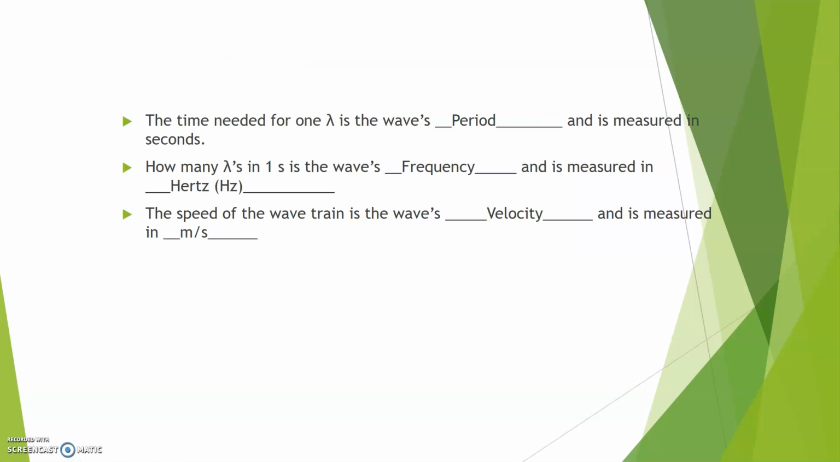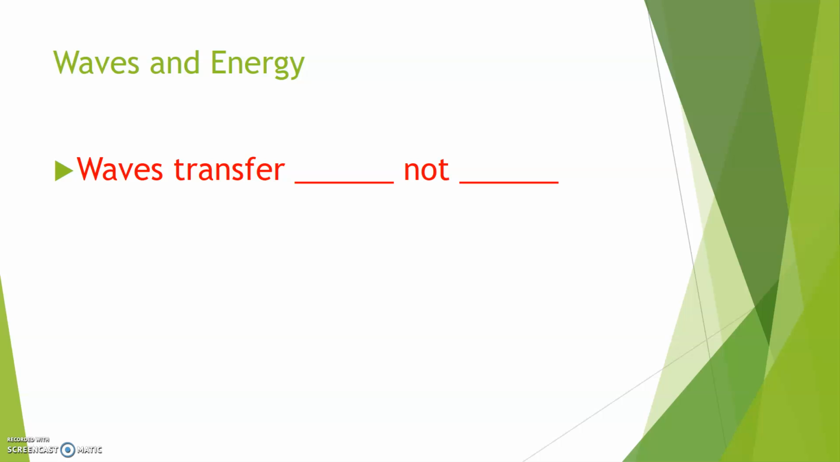So, the time that needs for one wavelength is your period and is measured in seconds. How many wavelengths are in 1 second is your wave's frequency and is measured in hertz. The speed of a wave is going to be your wave's velocity and is measured in meters per second. Now, this is really important. Waves transfer energy, not matter.